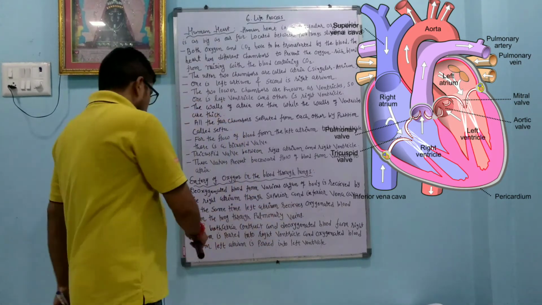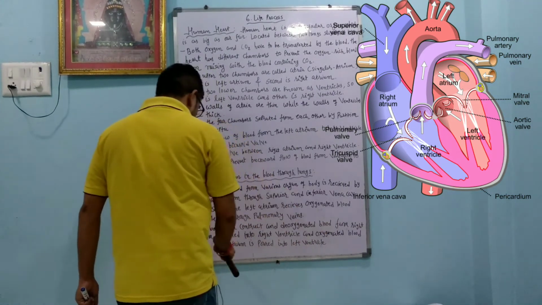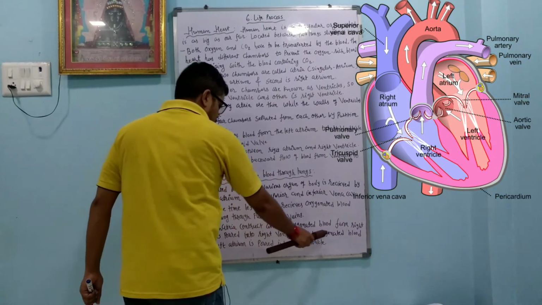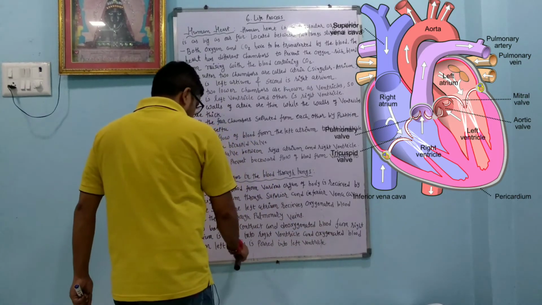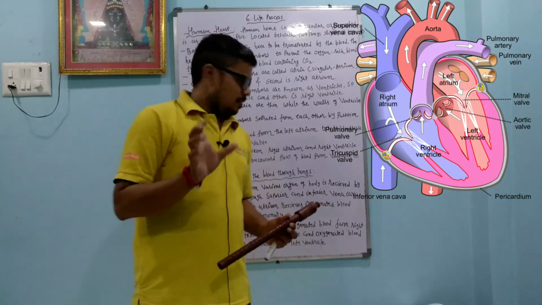Now both atria contract, and deoxygenated blood from the right atrium is poured into the right ventricle, and oxygenated blood from the left atrium is poured into the left ventricle. So by that way, what happened now?